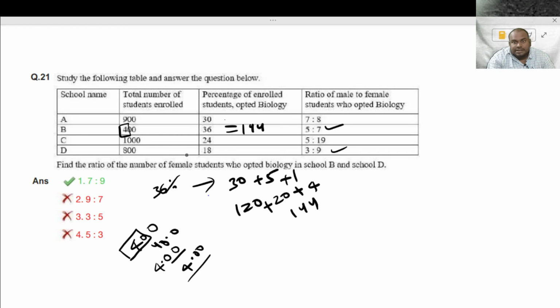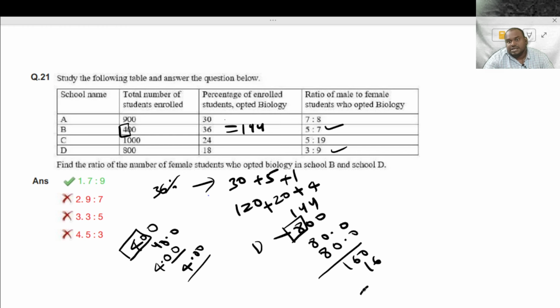And here for D, 800 is the total number. So 10% is 80, but you need 18%. Just take 20%, which is 160. Remove 2%. 1% is 8, so remove 16, and again it will be 144. So you are getting both the same. If both are the same, you can directly take the ratio as 7:9. So if both are different, how do you need to calculate?